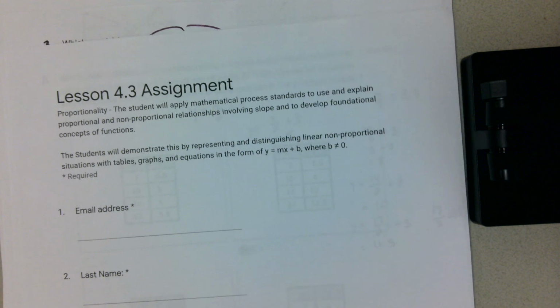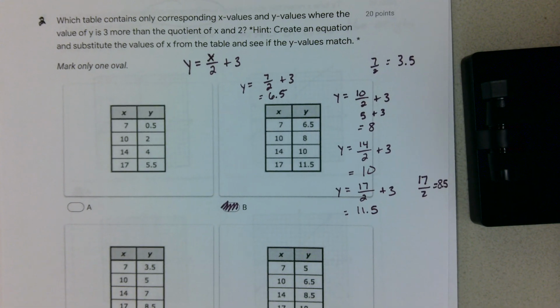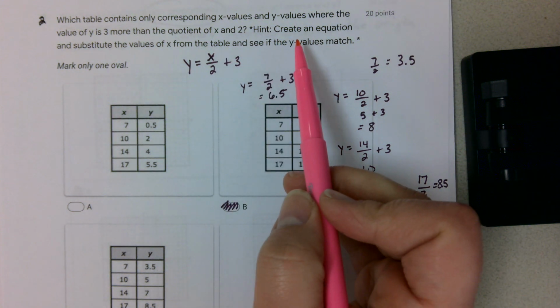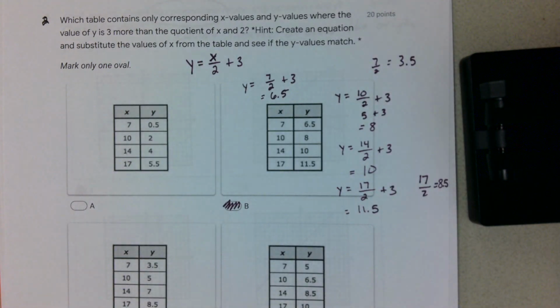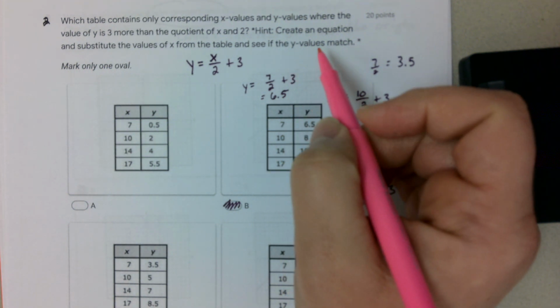All right, the next question here. Number 2. Which table contains only corresponding x values and y values where the value of y is 3 more than the quotient of x and 2? And I gave you a hint here. I said create an equation and substitute the values of x from the table and see if the x or y values match.